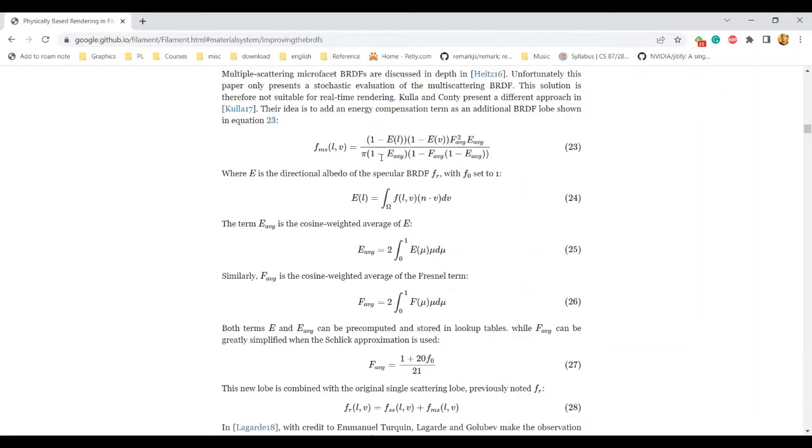So maybe it's not the G term that causes it. Maybe it's more of a everything together. Because I think it's the G term that causes it, but they just add another energy compensation term to compensate the effect.